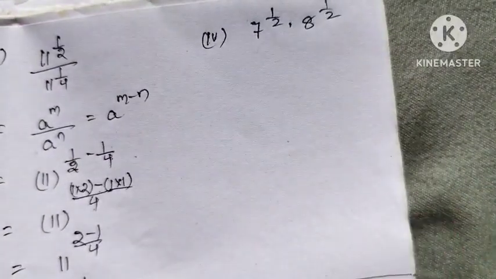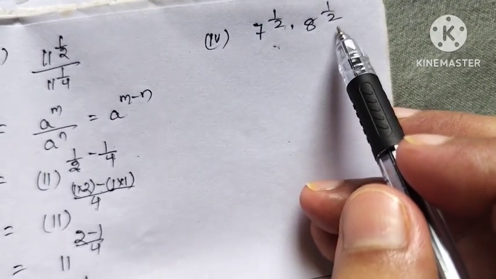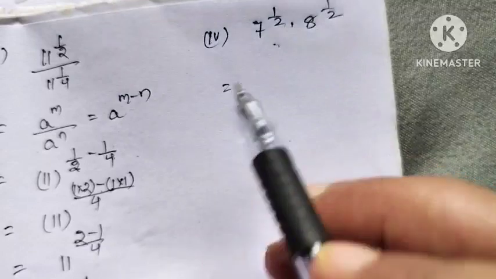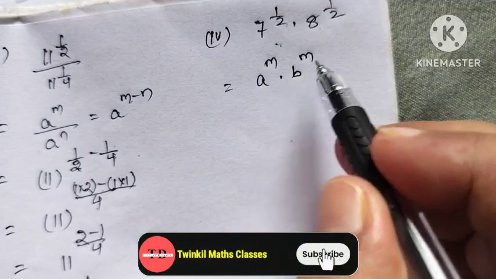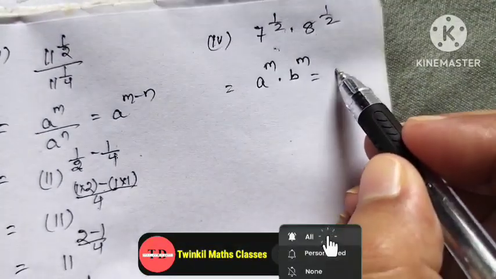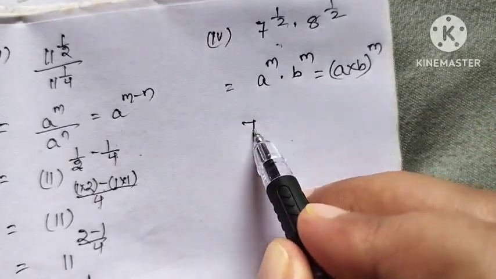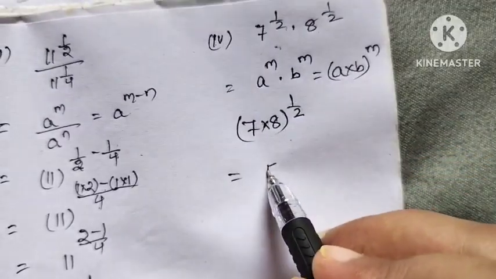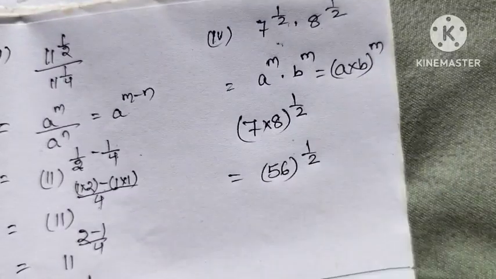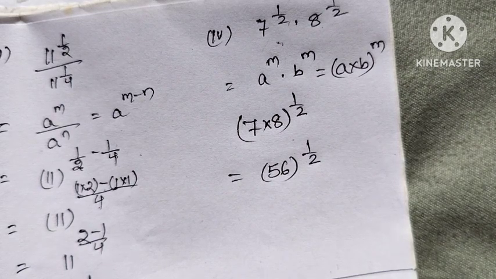Then the next question is 7 to the power 1 by 2 into 8 to the power 1 by 2. Then a to the power m into b to the power m. Here the power is the same but the base is different. Then a into b whole to the power m. Then 7 into 8 whole to the power 1 by 2. This is 56 to the power 1 by 2. Yes or no? Clear?